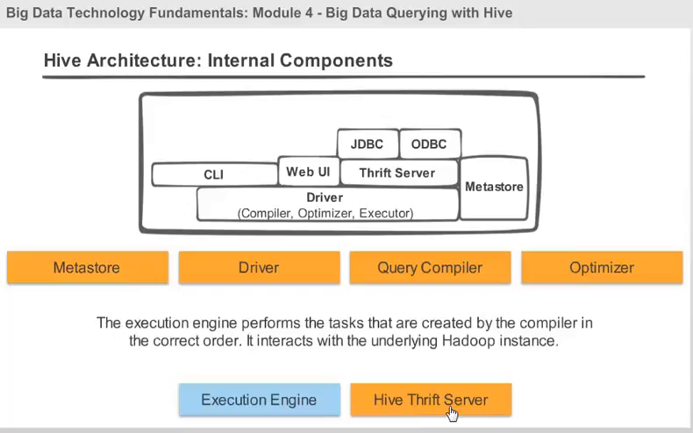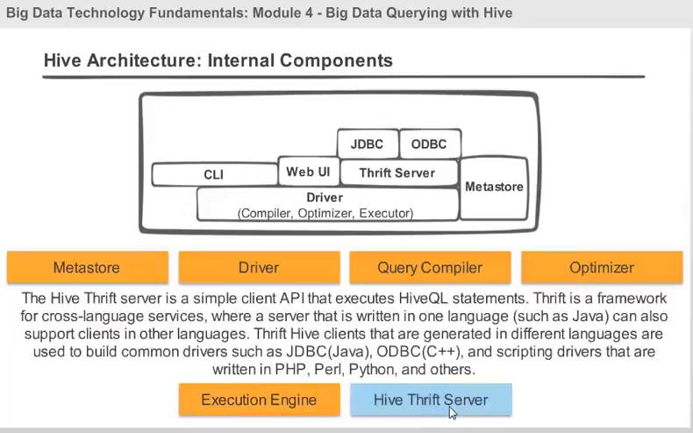The Hive Thrift Server is an optional service that exposes a very simple client API to execute HiveQL statements, allowing a remote client to submit requests to Hive. The Thrift Server is a framework for cross-language services, where a server written in one language like Java can also support clients in other languages. This makes it easy for applications developed in multiple languages to use Hive.